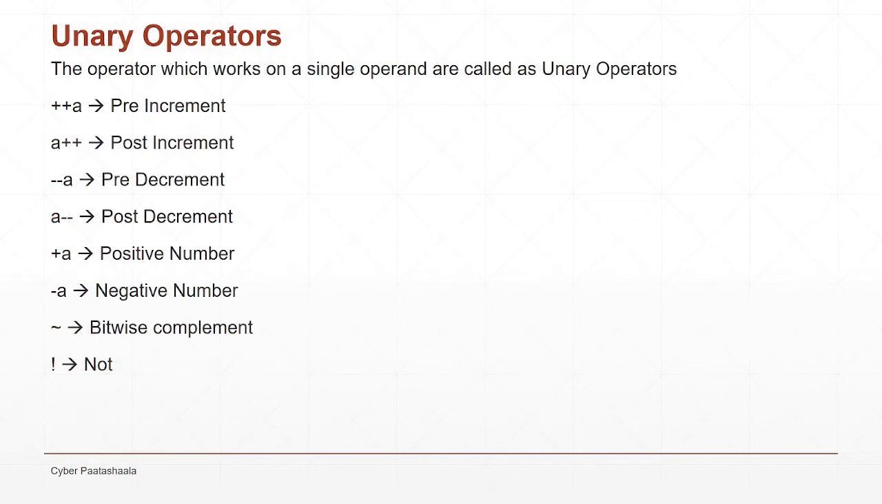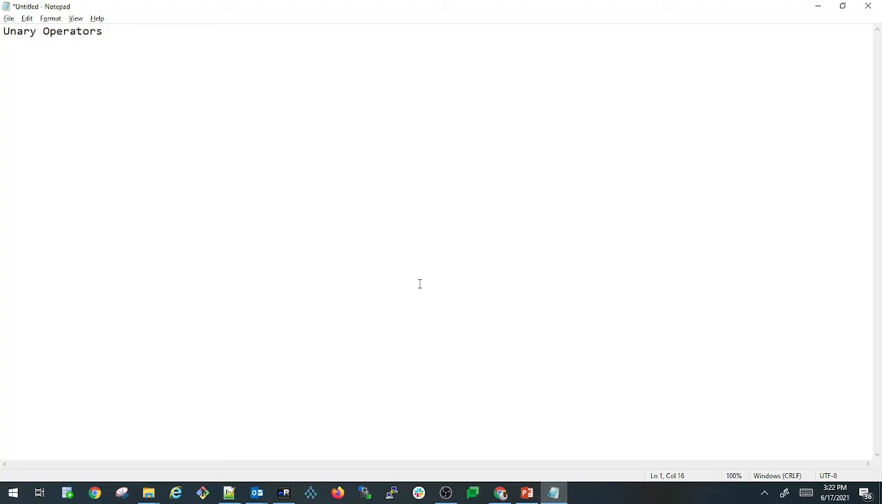Unary operators. The operators which work on a single operand are called unary operators, which means only one operand is enough to perform an operation. These are the unary operators: pre-increment, post-increment, pre-decrement, post-decrement, positive number, negative number, bitwise complement, and not. All these operators are called unary operators. Now let us discuss all these unary operators one after the other. Let us start with the pre-increment operator.